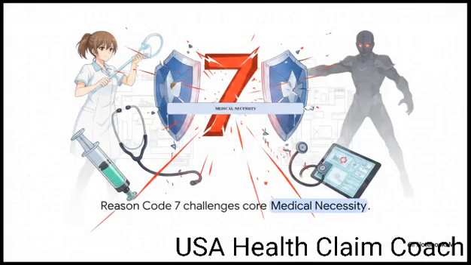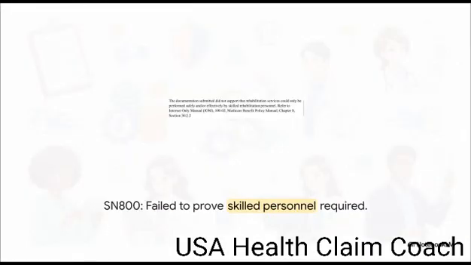Now, while those previous codes were mostly administrative hiccups, what's really interesting about this slide is reason code 7. This one directly attacks medical necessity. It actively questions whether your facility actually needed skilled personnel to deliver that care in the first place. A prime example of this is code SN800. If you get hit with an SN800, auditors are stripping away your reimbursement because your notes completely failed to prove that the rehab services could only be performed safely and effectively by skilled personnel.